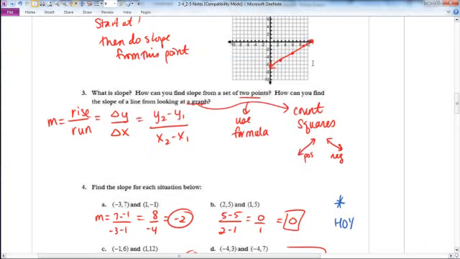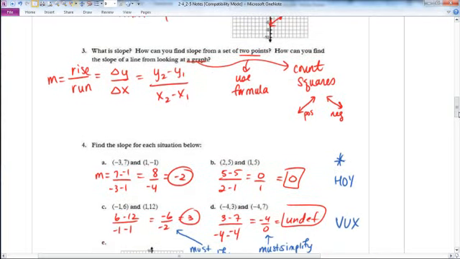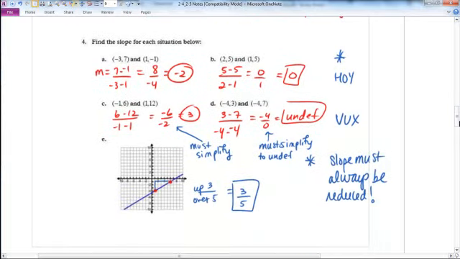Oh, that's annoying. If you are given a graph, you can either get 2 points and then use the slope formula, or you can count squares. Just remember that a positive slope goes up to the right and a negative slope goes down to the right. In these examples below, you'll see that I have calculated the slope in each case.